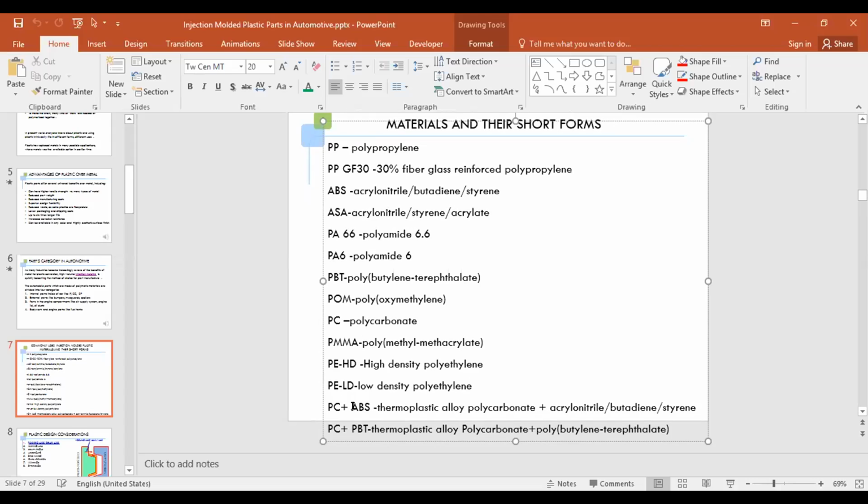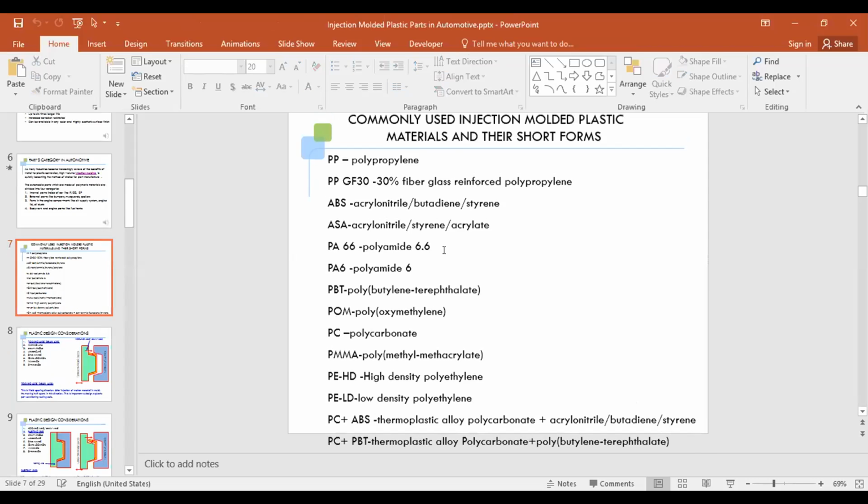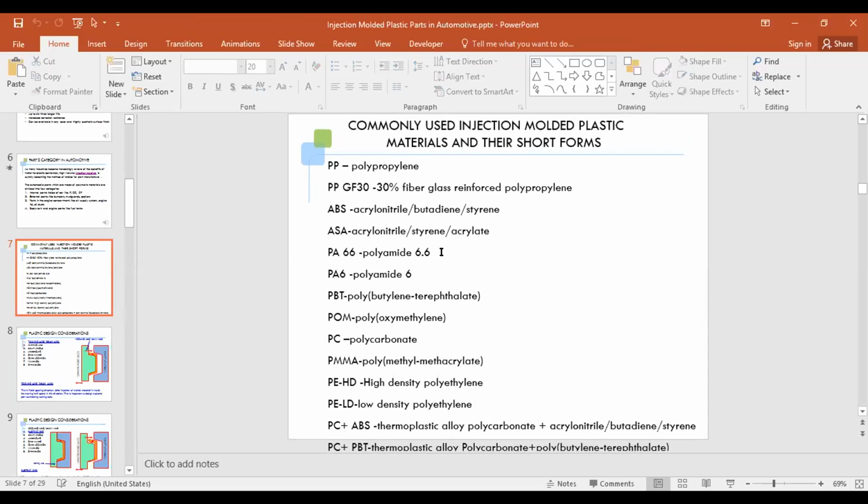And PC-ABS and PC-PBT are again compositions of materials. In PC-ABS, the ABS will be the main material, and PC is just added in small quantity to improve the properties. And same here in PC-PBT, the PC will be the main material and PBT will be added in small amount. So these are the basic materials which are used normally.